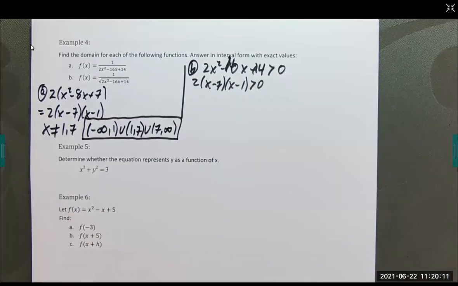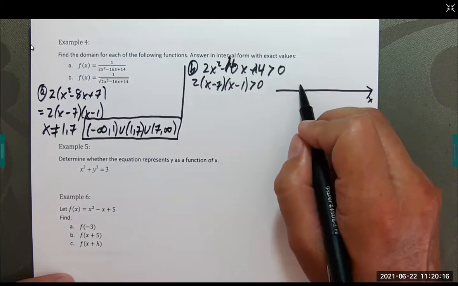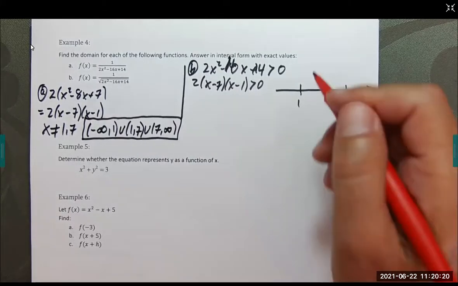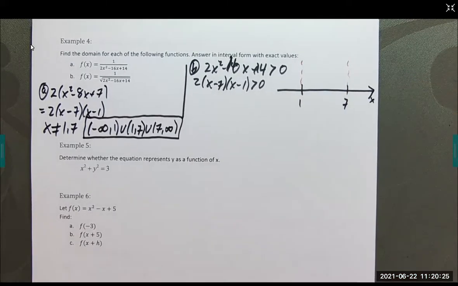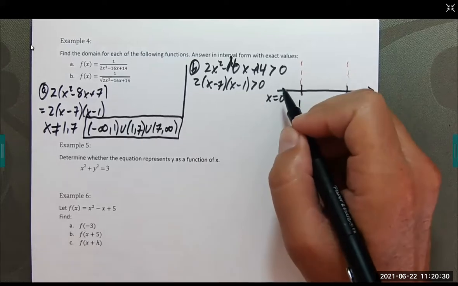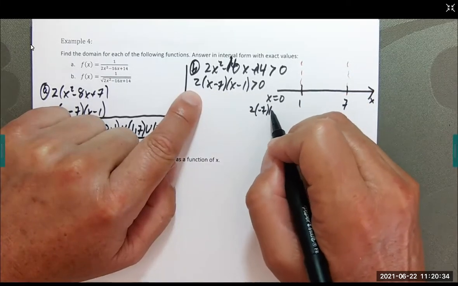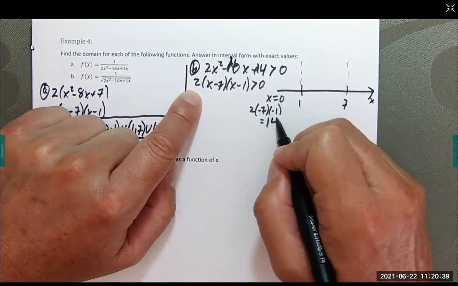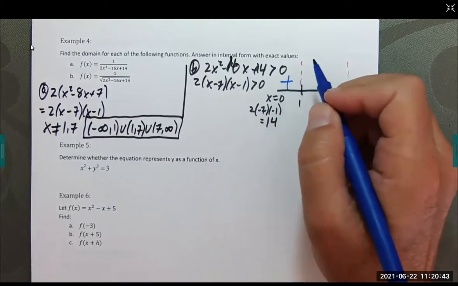And the way we test this, here we have 1, 7, and we silo this off and test a number less than 1. I like 0. Let's try 0. When I plug in 0 to here, I get 2 times negative 7 times negative 1, which is a positive 14. Now, the point of this is that it is positive, bigger than 0.